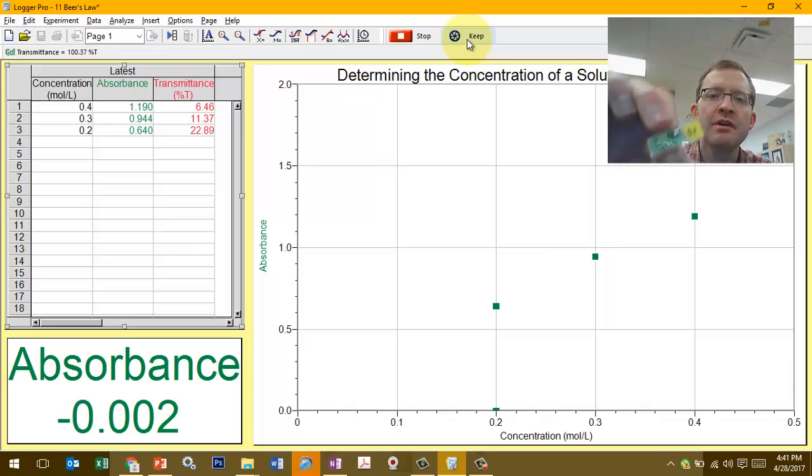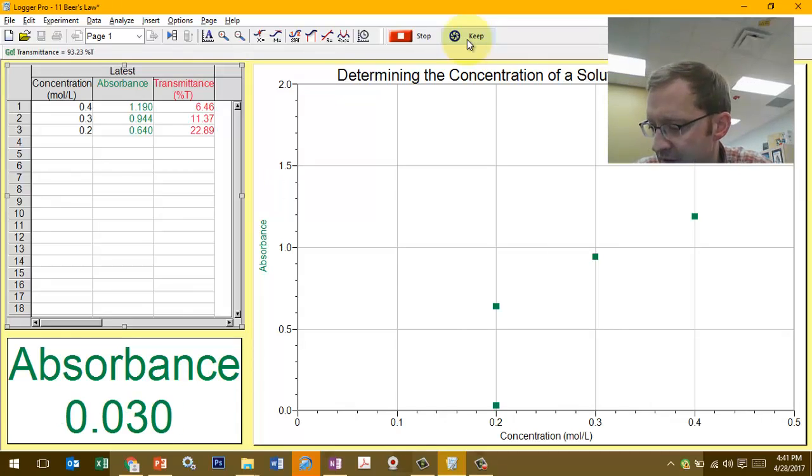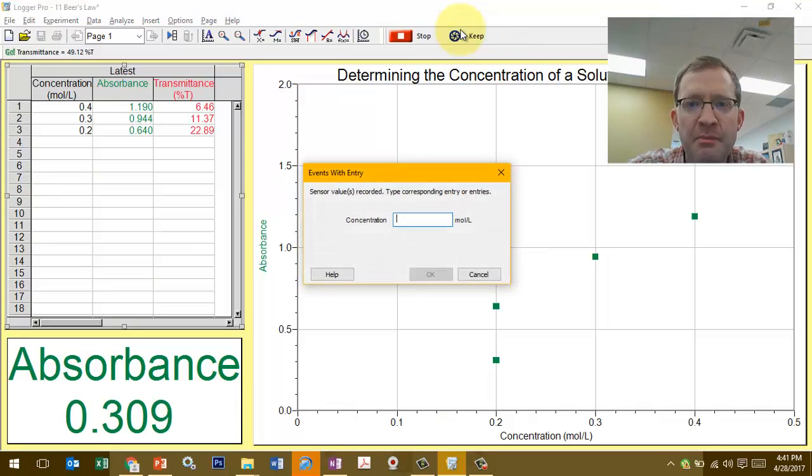Okay. The next one we're going to use is a 0.1 molar concentration. Lighter and lighter. Close my gate on the colorimeter. Let it stabilize a bit. Click keep. Oh, that's a 0.1 moles per liter solution.